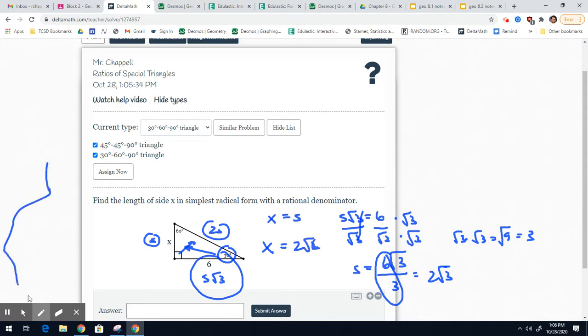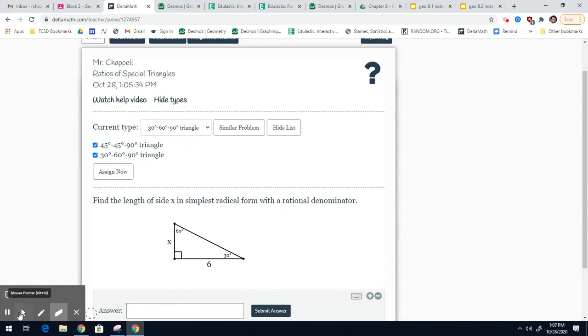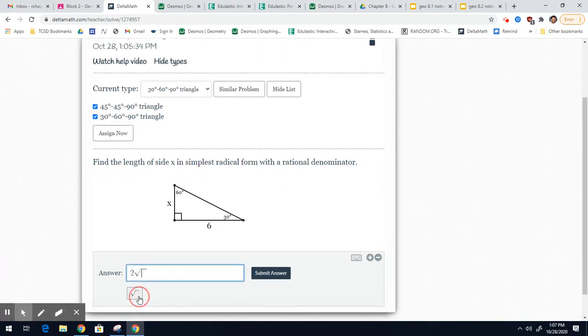Oh, what was that? Uh-oh. Sorry, this pen with the settings. Good. 2 square root of 3.